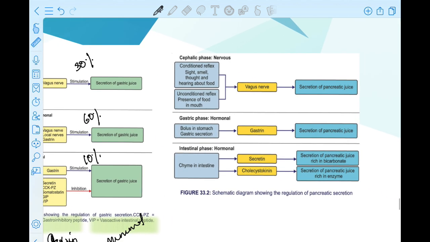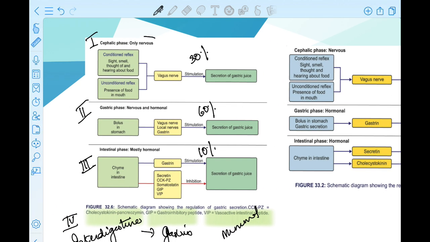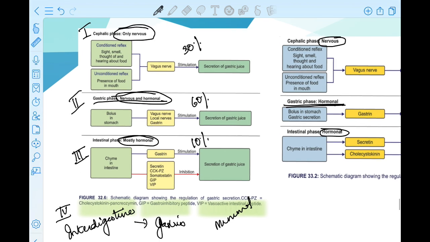And I have just compared this particular gastric phase regulation with the pancreatic phase regulation. So, this we will discuss in the next session when we talk about what the pancreas is and what the secretions of the pancreas are. But just have a quick look. Here, in the cephalic phase, only the nervous system was controlling. Here also, the nervous system is controlling. Then the gastric phase, it is controlled by hormonal only. But here both nervous and hormonal play a role. And in the intestinal phase it is mostly hormonal, and in the intestinal phase here also it is hormonal.